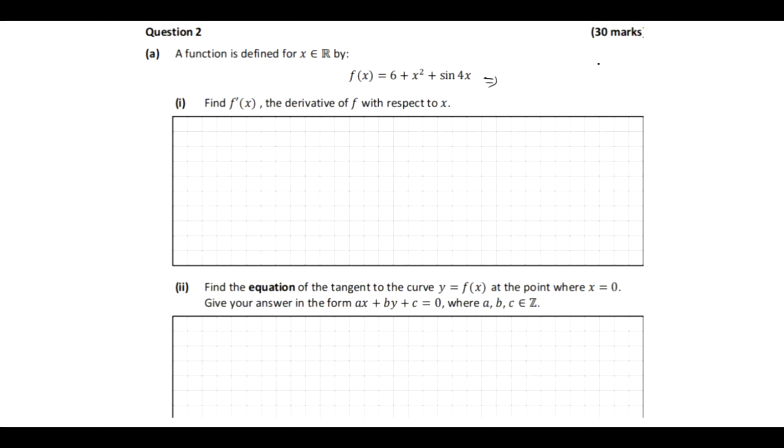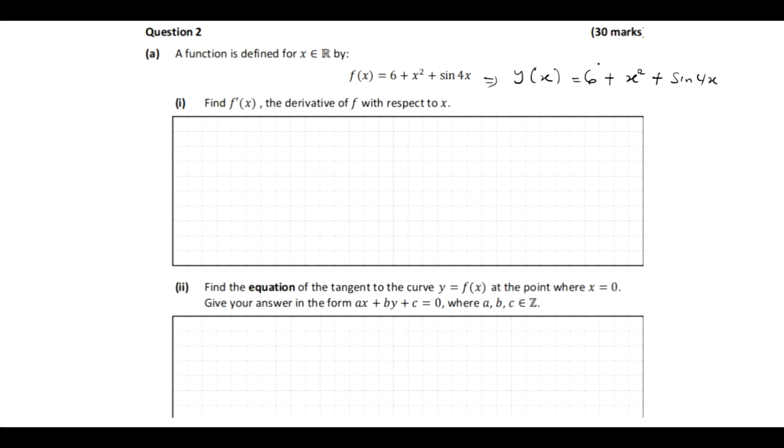All right, we are going to be considering a question under function, like differential calculus. A function is defined for x, an element of R, by D. This function can be written as y of x equal to 6 plus x squared plus sine of 4x. So this is a function.